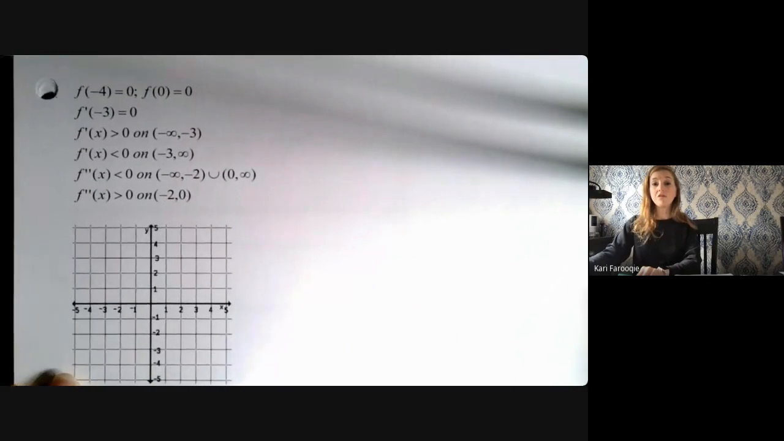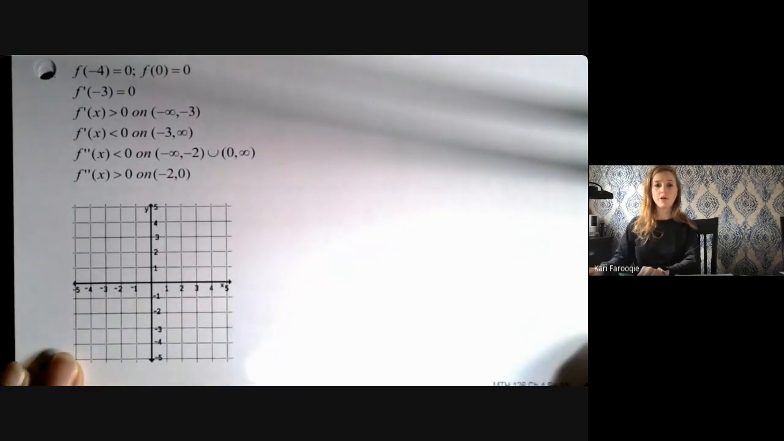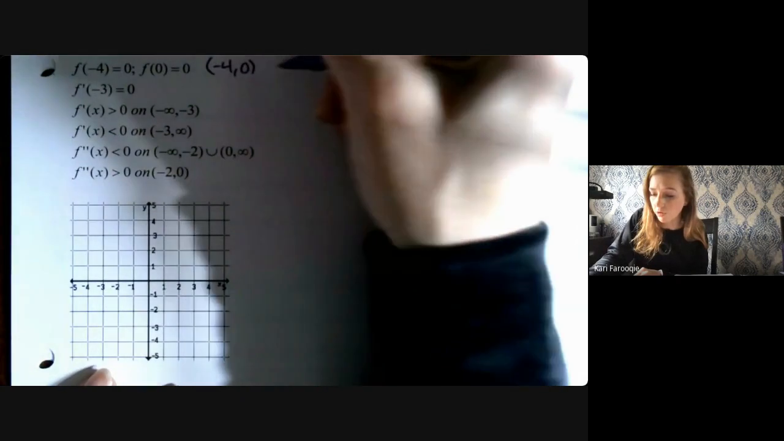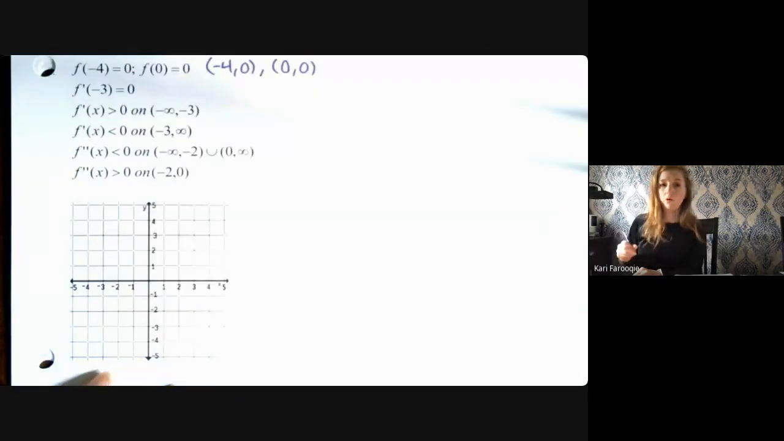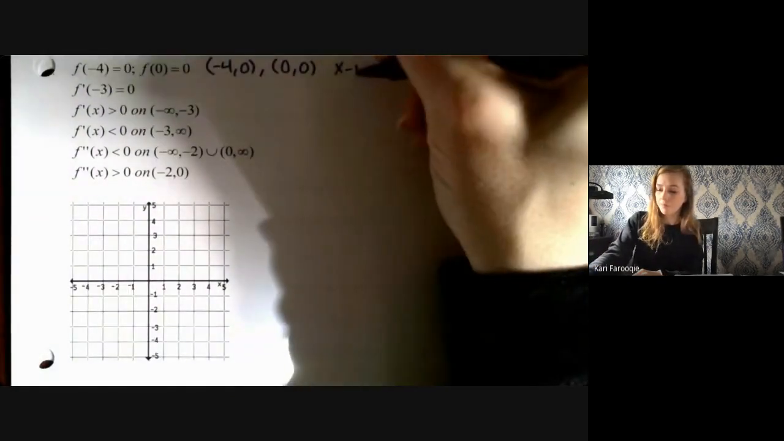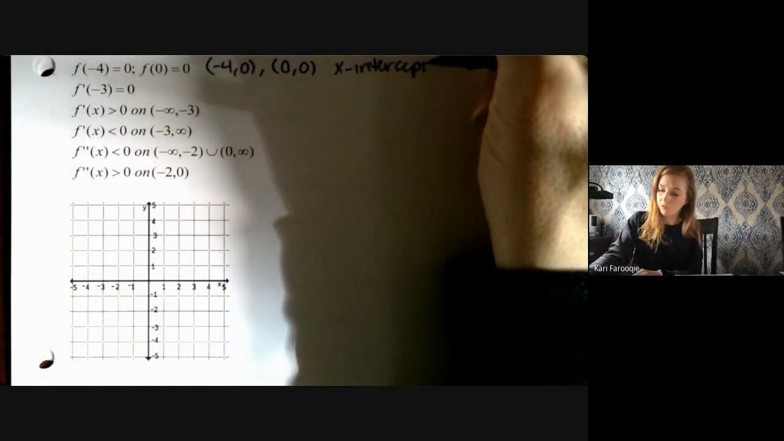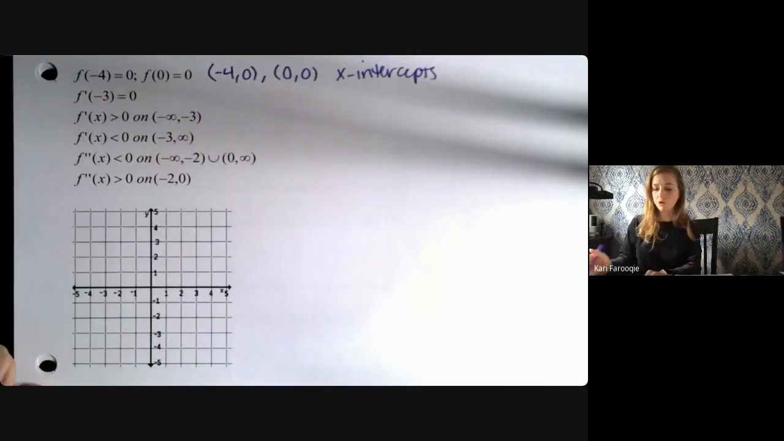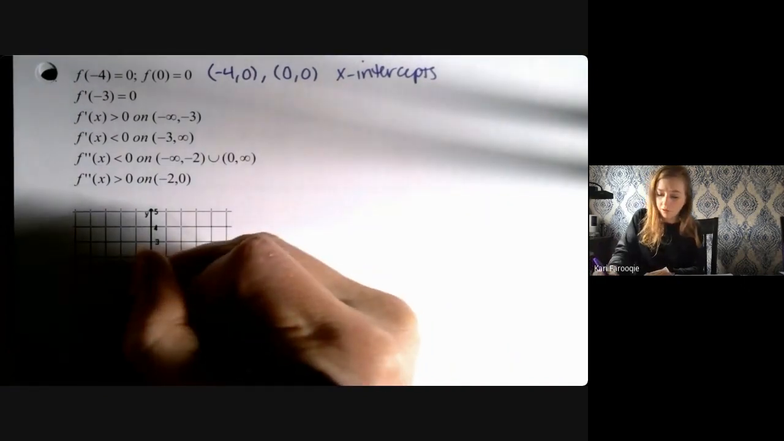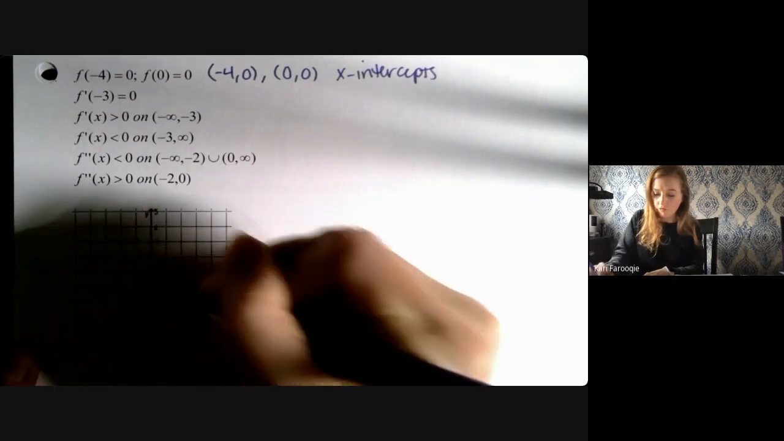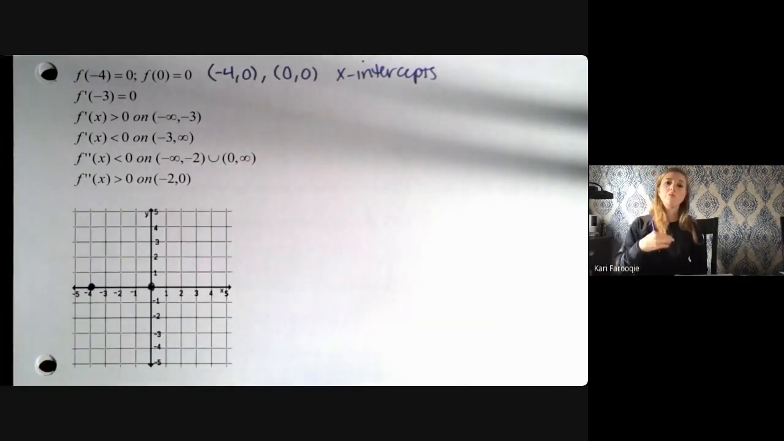For the next one, this one's a little bit trickier. We have a little bit more information that we're dealing with here. But we do know f of -4 is 0, so that gives us a point at (-4, 0). And f of 0 is 0. So I have another point. These are x-intercepts. We're going to be talking more about those next time when we talk about curve sketching. You learned all about them in algebra, but I'm going to go ahead and plot them. (-4, 0) and (0, 0). Our graph is crossing through the x-axis at those points.